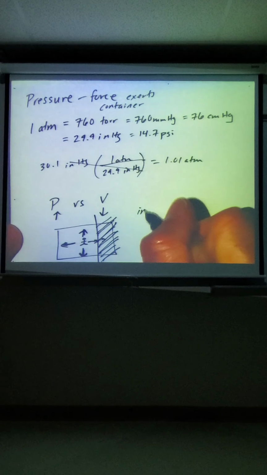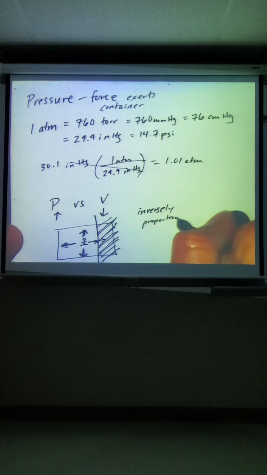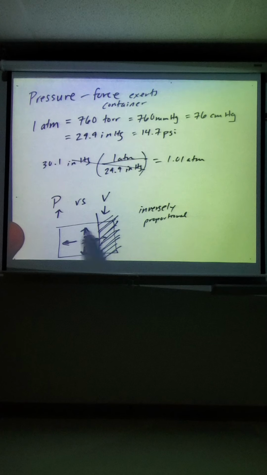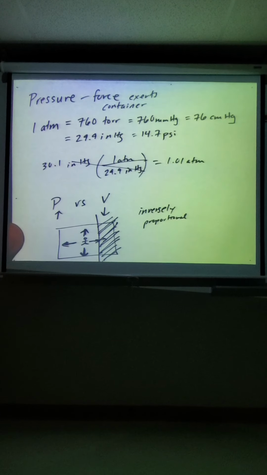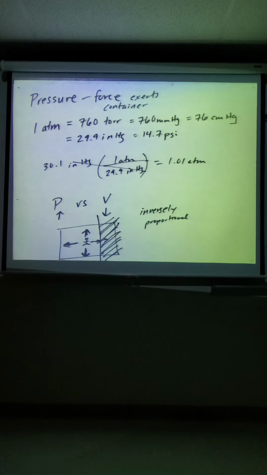This is what it means to be inversely proportional. So as one goes up, the other goes down. So if the playground is smaller, the pressure goes up. As long as the number of kids stays the same and the temperature stays the same, that's going to be what happens as a result.